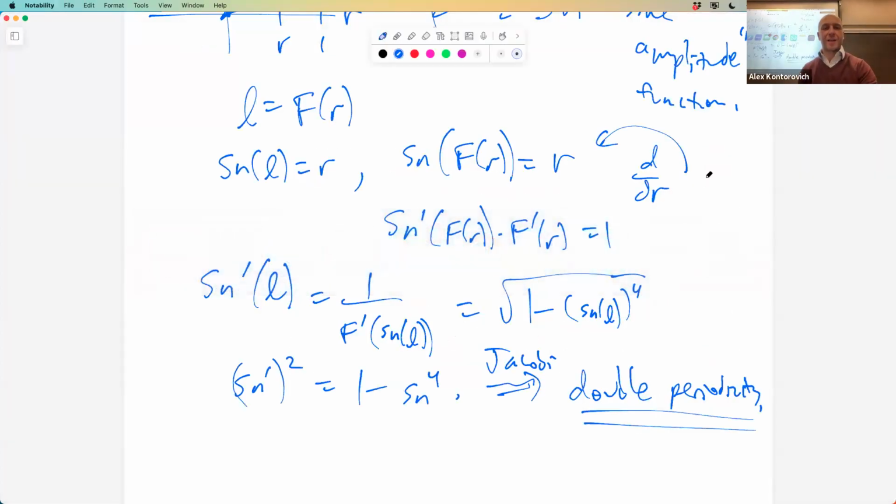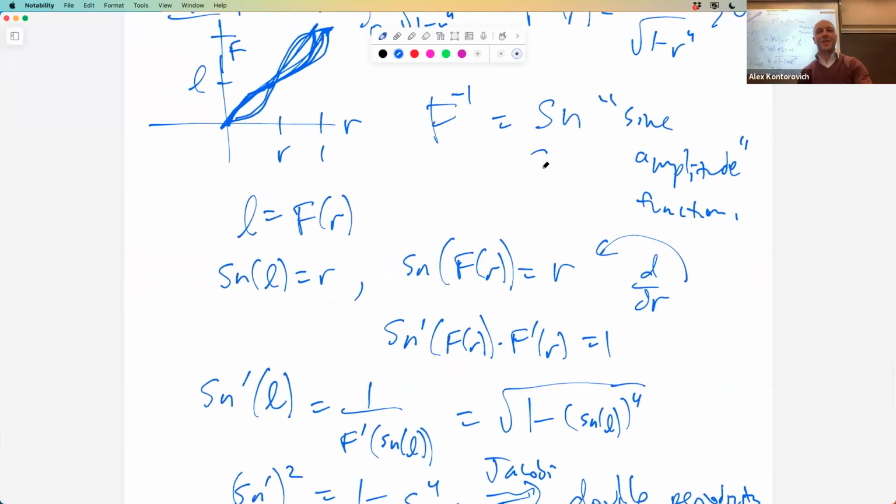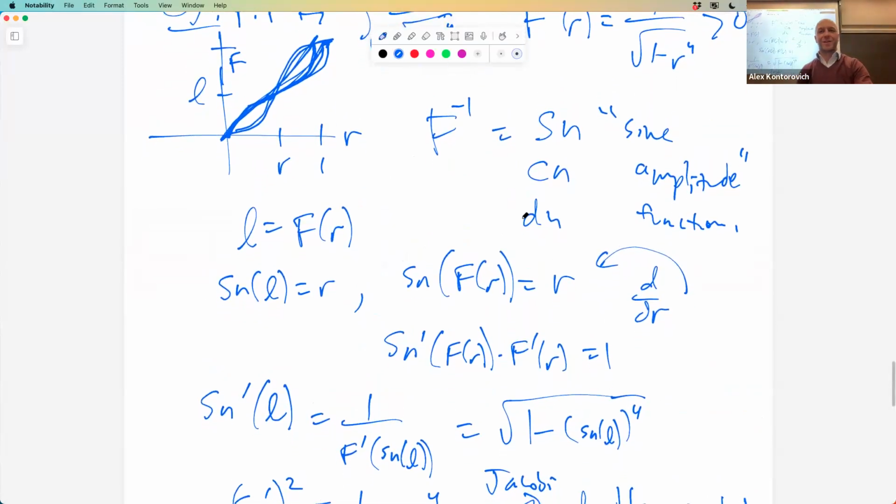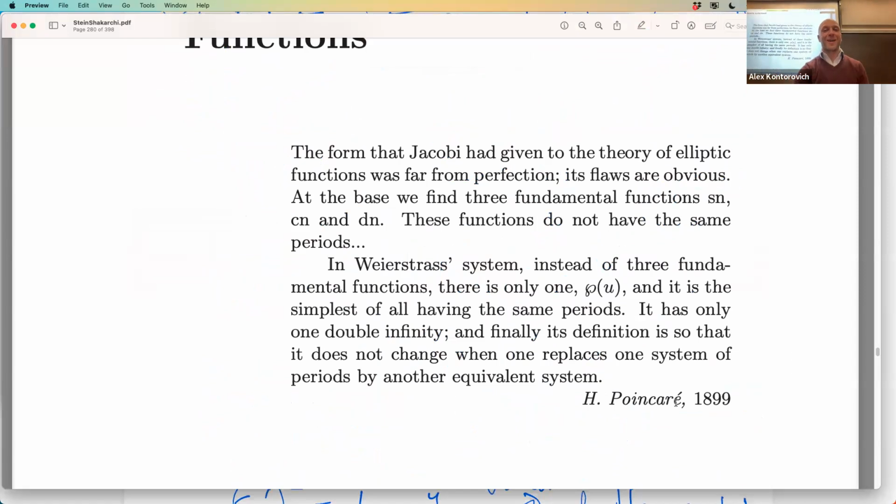So it turns out that he had this sine amplitude, he had another Cn, and he had a Dn, which were the inverses to those other. Well, Cn is actually square root of 1 minus Sn squared to mimic sines and cosines. It was a very, very convoluted thing, and it was very difficult to work with. So that's why when Poincaré, 70 years later, is saying its flaws are obvious, you have to understand what it is to know why its flaws are obvious.